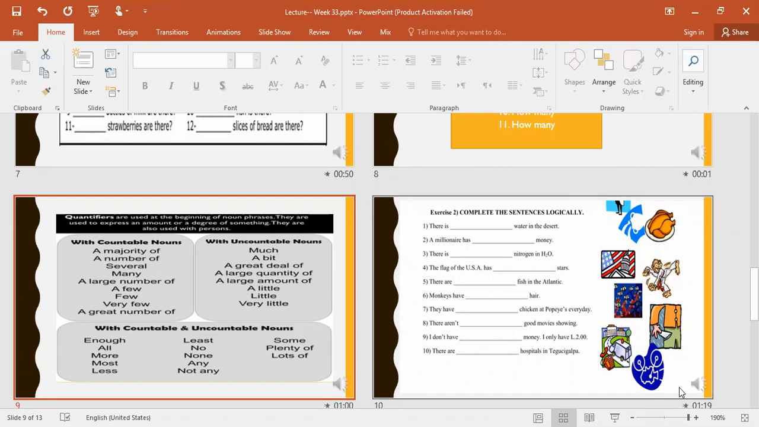In the desert, there is a big amount of water. No. So use one of the quantifiers in the box. Little amount. What? A large amount of a little. Yes, Maya. There is a large amount of water in the desert.